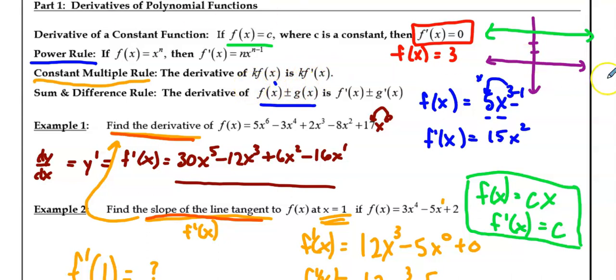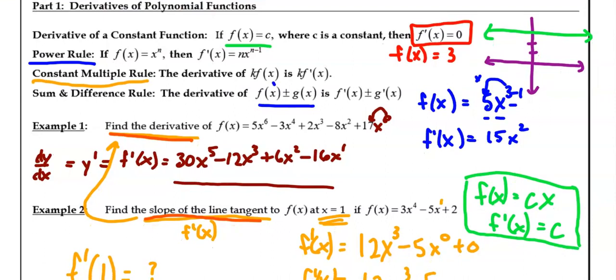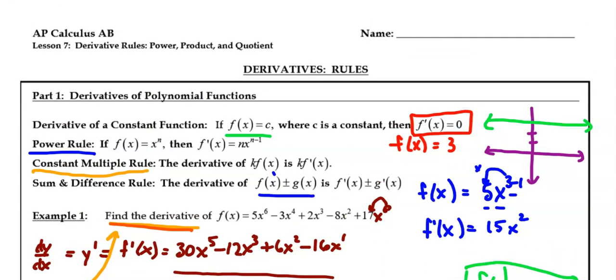So that is lesson number 7, derivatives of functions for the power rule, the product rule, and the quotient rule. So we're going to come back in lesson number 8, and we're going to learn the most famous one, the one you're going to use the most throughout this entire course, our good friend, the chain rule.